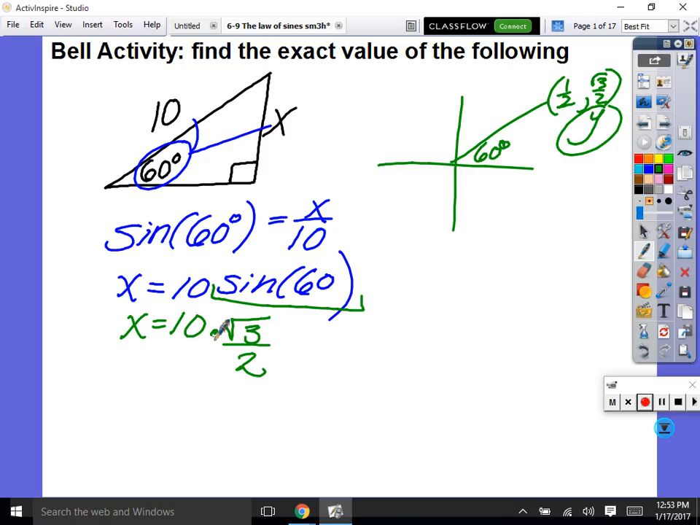So does everybody see how this is an exact answer? So x is equal to, I knew that most of you got it there, 5 root 3. 10 and 2 divide out, right? Okay, awesome. So just a reminder that if it's ever a special angle, I would expect an exact answer. If it wasn't a special angle, then you would just go ahead and use your calculator.